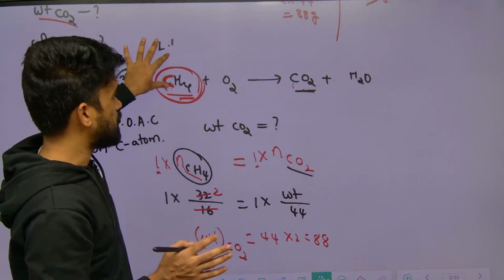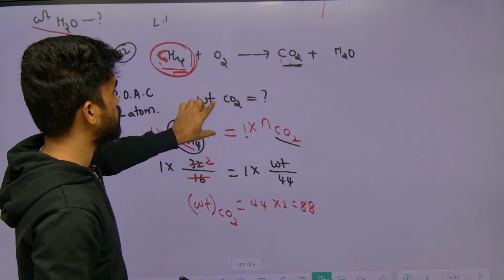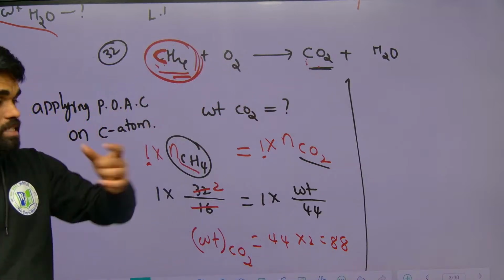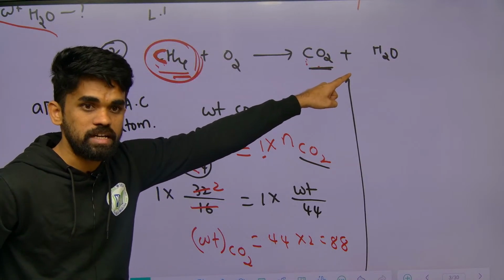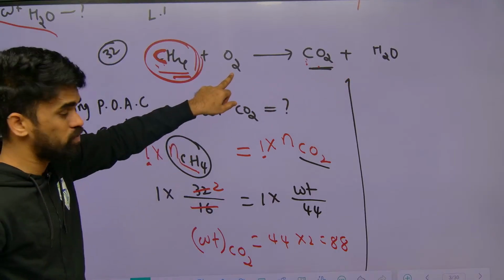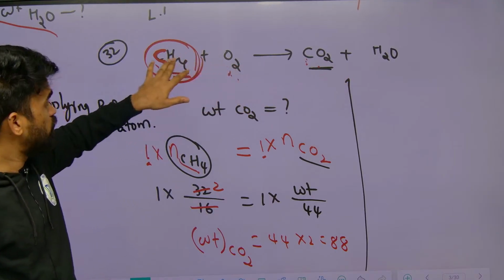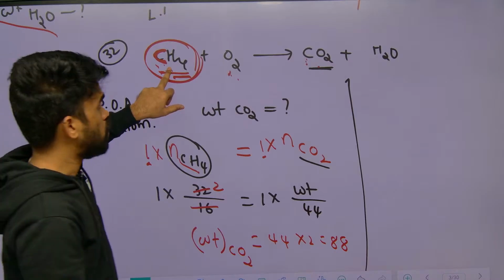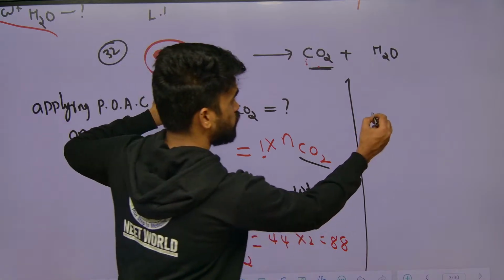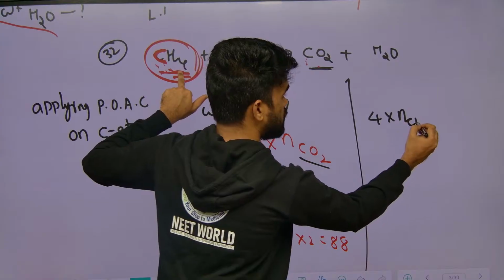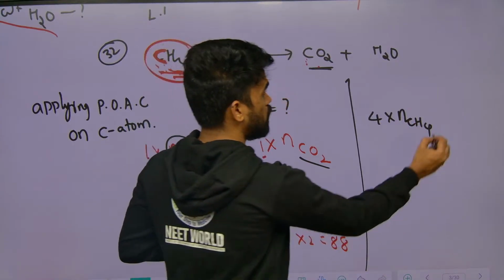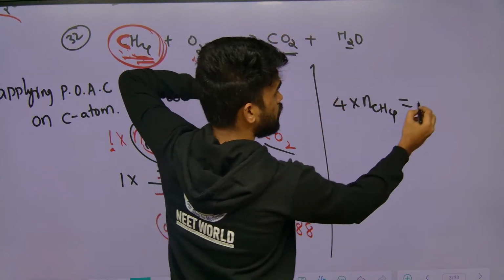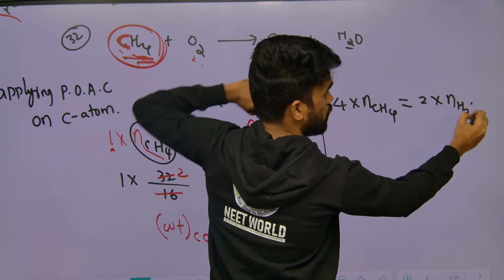Now tell me how to do the water calculation. Water is formed with the help of hydrogens, right? So where do we have hydrogen atoms here? Don't worry about this, we have it only here. So apply POAC of hydrogen atoms. How many hydrogen atoms are there? That is 4 into number of moles of methane, equals how many hydrogen atoms in a water molecule? 2 into number of moles of H2O.